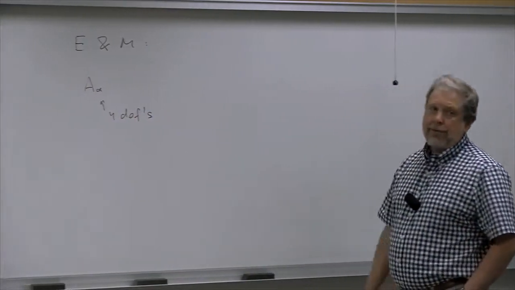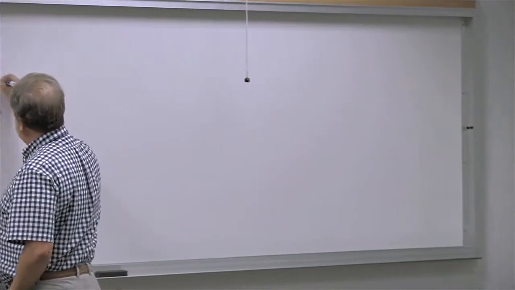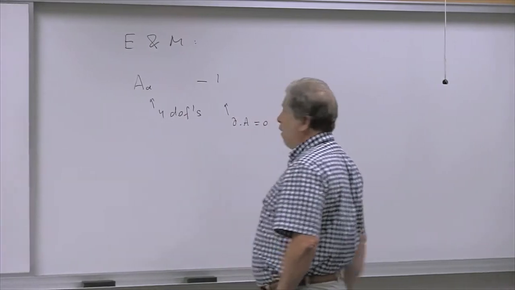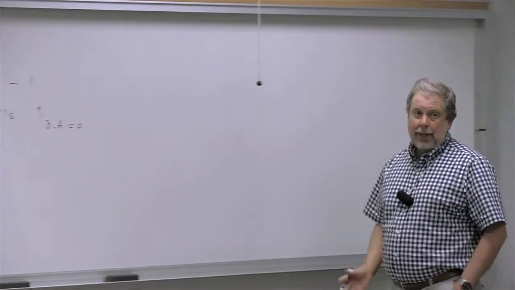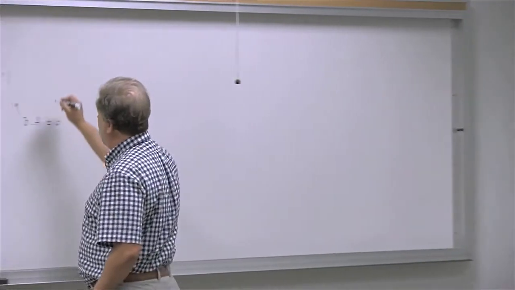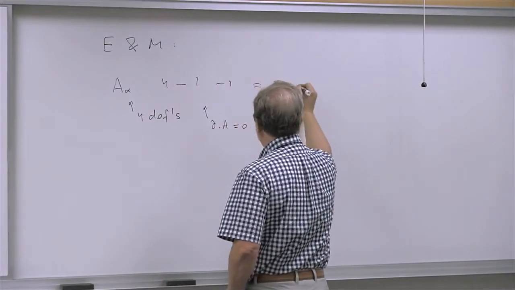And there's 4 degrees of freedom there, right? And then we subtract 1, which is from the gauge condition, which is ∂·A equals 0. And then there is a residual invariance, right? You can still do a gauge transformation with that. So it's 4 minus 1, which is 2 degrees of freedom, right?